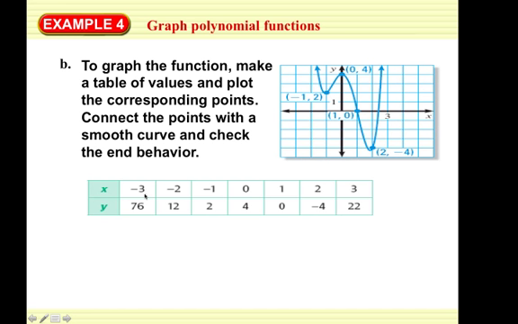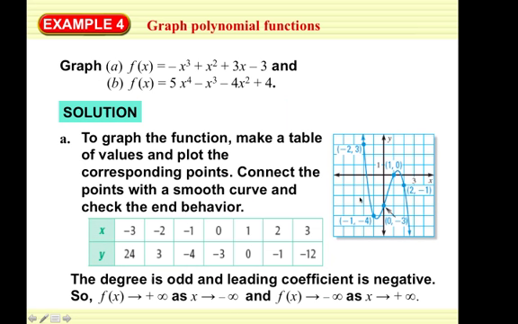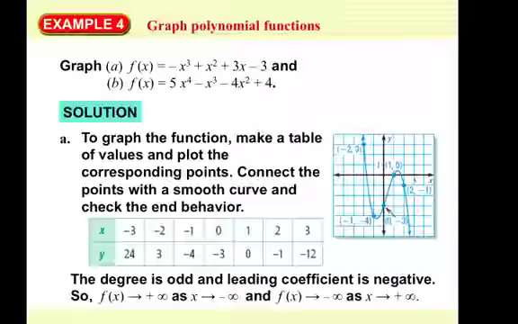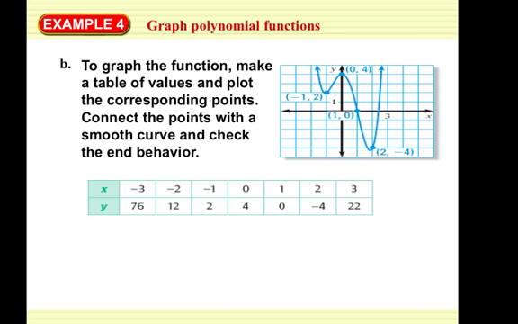All right, so here we go. We're going to do the same thing with our second function, f of x equals 5x to the fourth minus x cubed minus 4x squared plus 4. So we're going to evaluate for x equals -3 to 3 using the integers. When you plug in -3, you get 76. Well, I don't expect you to draw a graph big enough to do the 76, but we can go, okay, that's going to be way up here. -2 is going to be 12.